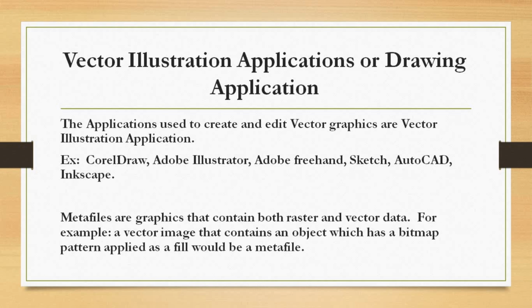Coming to another type of file format, you have metafiles. What are metafiles? These are graphics that contain both raster and vector data. For example, a vector image which contains an object with a bitmap pattern. So both kinds of data are available here, and those kinds of graphics are called metafiles. Got it? Metafiles are nothing but graphics that contain both raster and vector data.